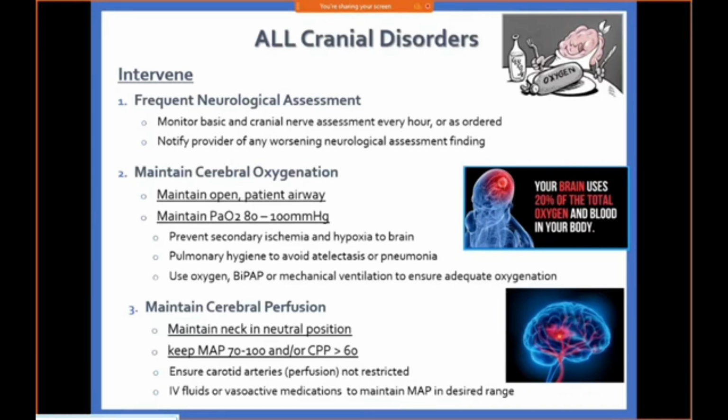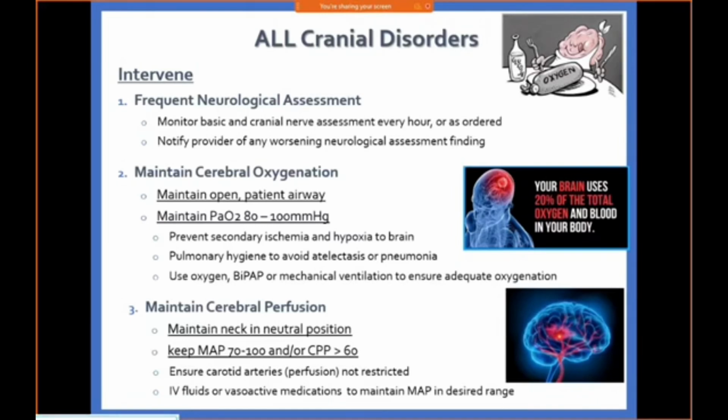Maintain perfusion. Keep that mean arterial pressure. Again, a mean arterial pressure of 60 means that you don't have any intracranial pressure. We're assuming that a patient with a cranial swelling of some kind has some kind of elevated intracranial pressure. It may be 8, it may be 12, it may be 15, we may not know. So keeping that mean arterial pressure up above 70 is a goal for most neuro patients. We want that cerebral perfusion pressure greater than 60, and unless we have an ICP monitor, we don't know exactly what our intracranial pressure is.